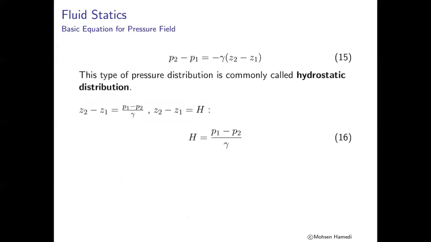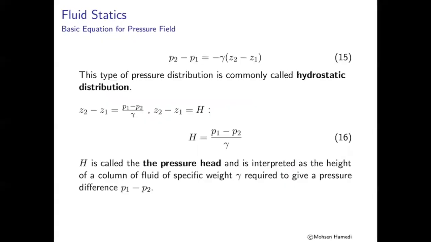So also we can write it in a different form. So we can write that Z2 minus Z1 is the pressure difference divided by gamma, and we can call Z2 minus Z1 as H. So H will be equal to P1 minus P2 divided by gamma, where H is called the pressure head. And this can be interpreted as the height of a column of fluid of a specific weight, which is required to give us the pressure difference P1 minus P2.